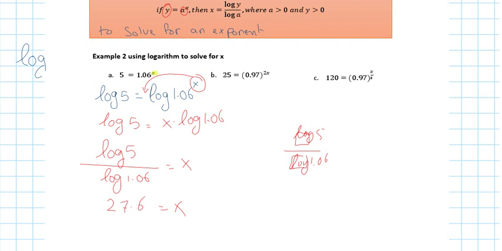But if the question is asking how many years, and you're looking for years, you don't say 27.6 years, you say about 28 years. Instead of putting 27.6, you can say it's about 28 years, if we're looking at a word problem.